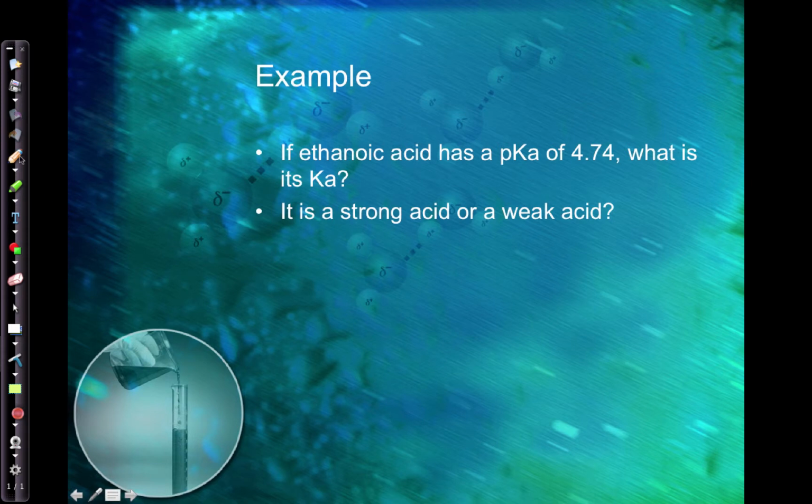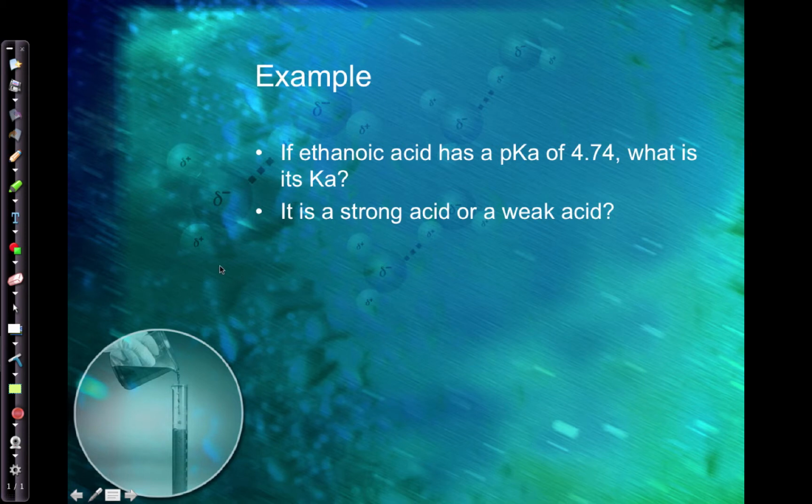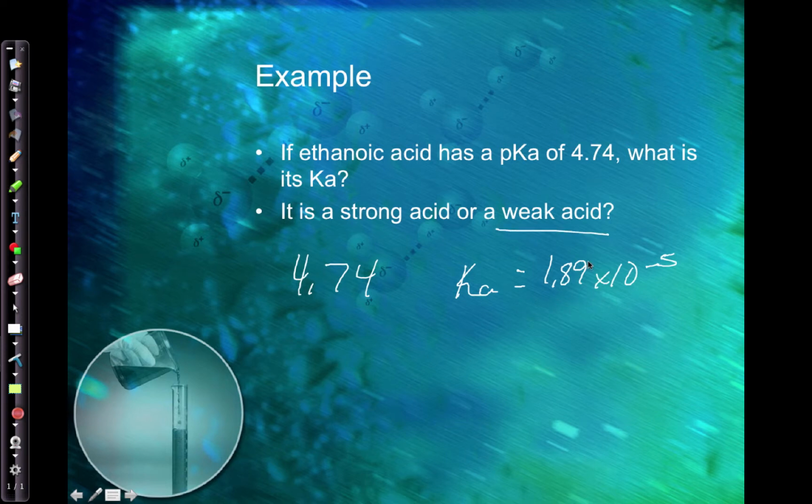All right, so we were trying to decide if this is a strong acid or a weak acid. Well, when we look at it, the pKa was 4.74. The Ka was equal to 1.89 times 10 to the negative fifth. Well, just looking at the Ka, I should automatically know it is a weak acid because it's less than 1. So basically, the smaller and smaller the number gets here, the stronger the acid.